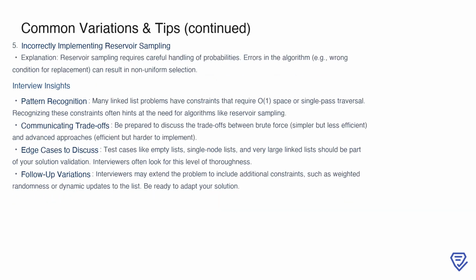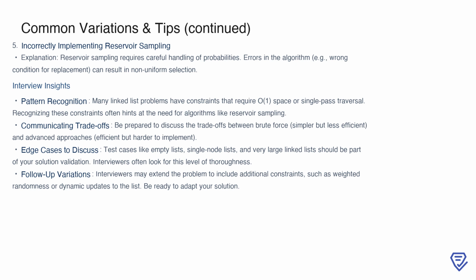Another common pitfall involves incorrectly implementing reservoir sampling. This algorithm relies on precise handling of probabilities, and any error, like using the wrong condition for replacement, can lead to non-uniform results. Beyond these mistakes, there are key insights that can help you excel in interviews. One is recognizing patterns. Many linked list problems have constraints, such as requiring one space or a single traversal. Recognizing these constraints often hints at the need for algorithms like reservoir sampling.